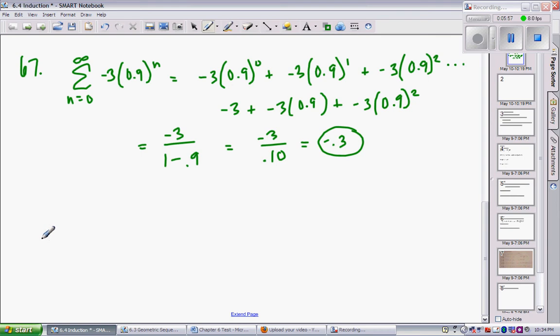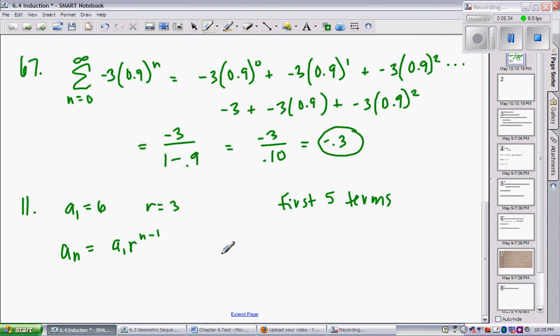Let's look at number 11. Number 11, I have a sub 1 equals 6 and r equals 3. Now, we're dealing with our geometric sequences. They're asking us for the first 5 terms. There's a formula that they've given us to find our terms: a sub n equals a sub 1 times r to the n minus 1. Okay, so let's plug all this in.